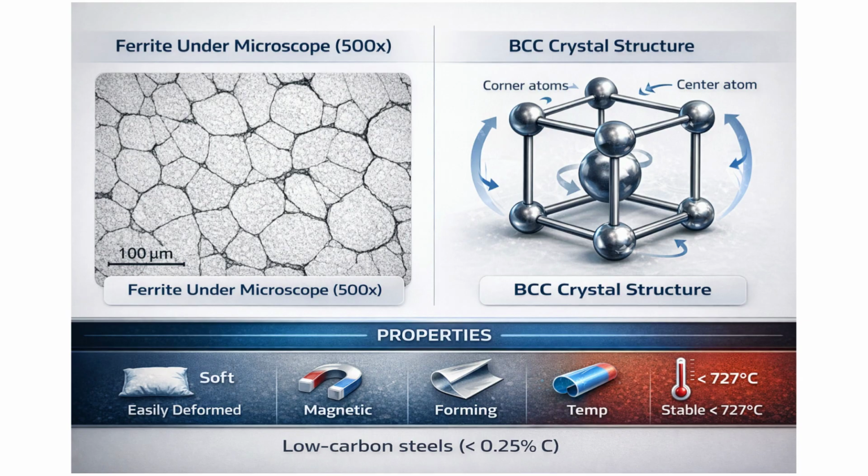Because it's so soft and ductile, ferrite is perfect for applications where you need to bend or form the steel. Think car body panels, sheet metal, or wire. Ferrite is also magnetic, which is why a magnet sticks to most low-carbon steels. If you're working with steel that's easy to cut, weld, and form, you're probably working with a ferrite-dominant microstructure.